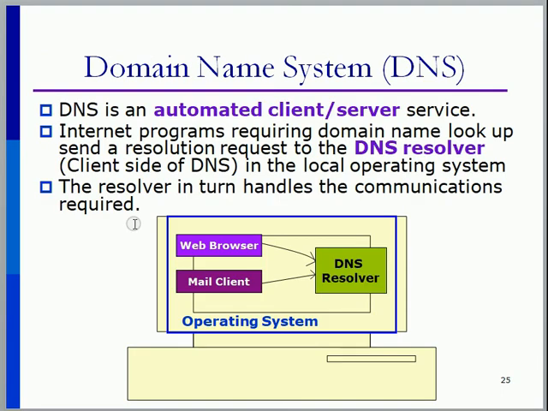Domain naming system, DNS, is an automatic client service. So it's a client service, and the programs that require domain name lookup send a resolution request to the DNS resolver in the local operating system. So the DNS resolver is actually the one that looks for the domain names. And if you have a domain name, you obviously need the domain naming system to handle and recognize the name, right? Because the computer knows the IP address. So you need DNS to make the name and also to check the name and to find the name.